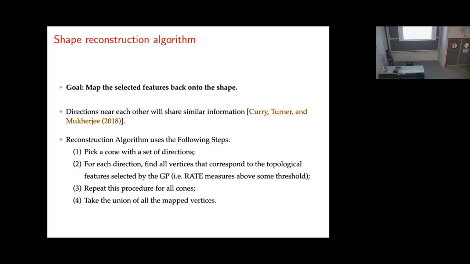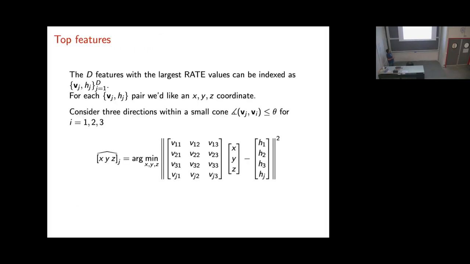Okay, so pick a cone. For each direction, find all vertices that correspond to features selected by this method, and you repeat this procedure across cones. So one way of thinking about it is, I know the direction and the height. I need to get an XYZ coordinate. I have two coordinates. I need the third. So you can take three directions in a cone, write down an overdetermined system of equations, and try to get at what Z is.